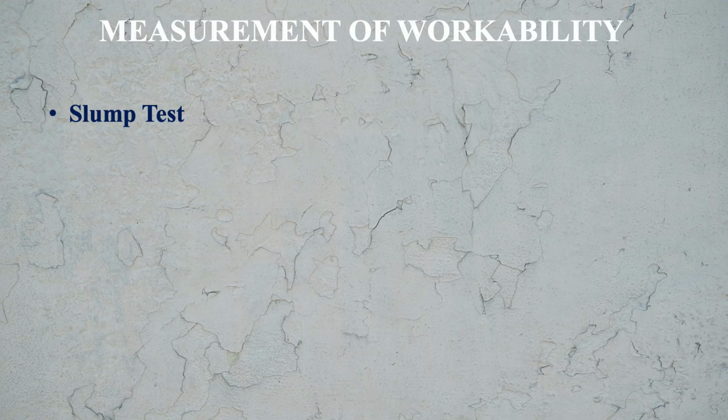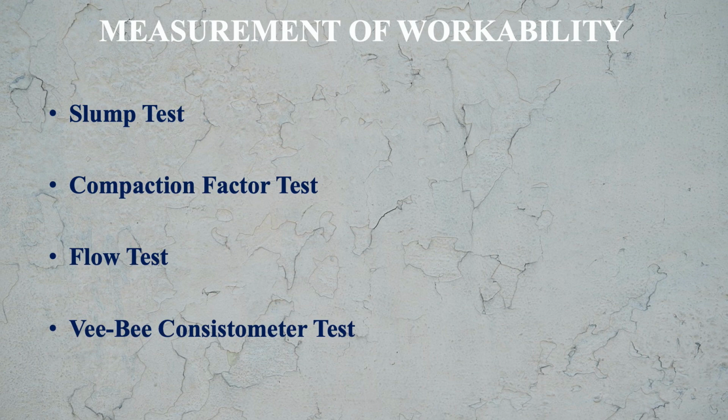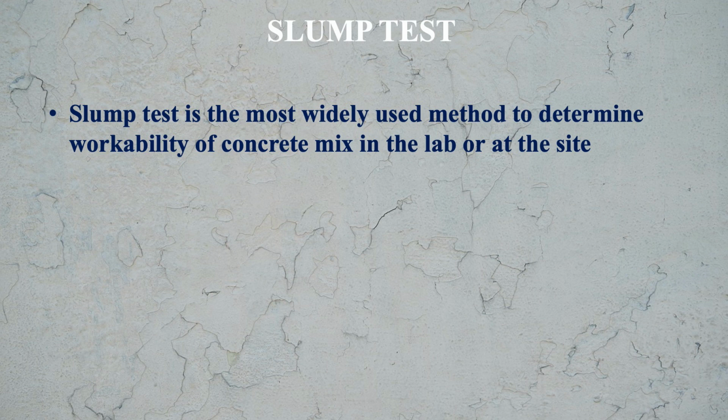Now we move to the measurement of workability. How the workability is measured. So as I told you in the beginning, there are 4 tests available for measurement of workability: slump test, compaction factor test, flow test, VB consistometer test. But here in this particular lecture we will be discussing the first 2. Rest we will be discussing in the next lecture. So let us begin with slump test.